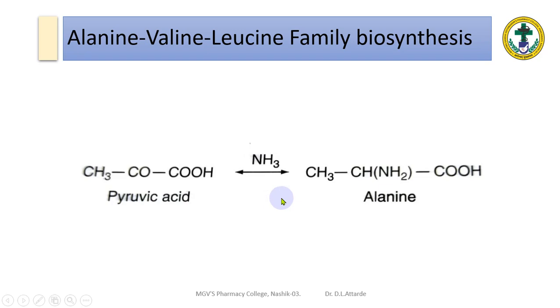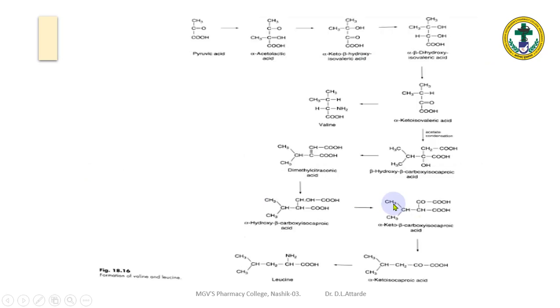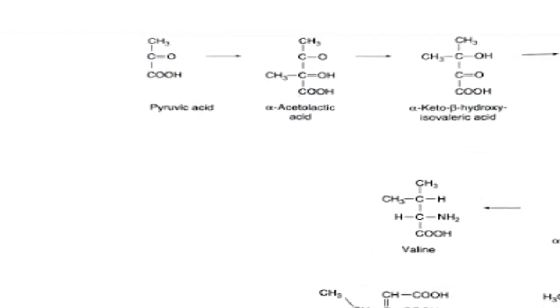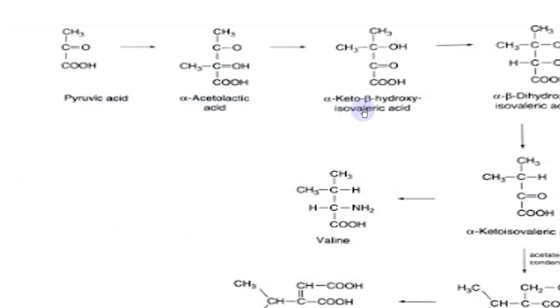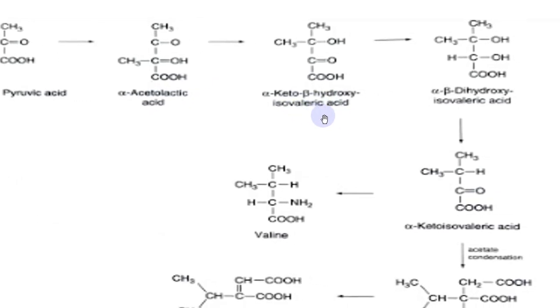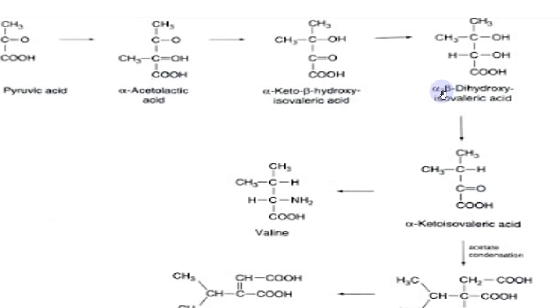So under transamination, it gives directly the alanine type of amino acid. More detail on how it is involved in the formation of valine and leucine, that we'll see. Pyruvic acid may give rise to alpha acetolactic acid, which further gives alpha keto beta hydroxy isovaleric acid, which may form alpha beta dihydroxy isovaleric acid. You can see here the changes in the groups from here.